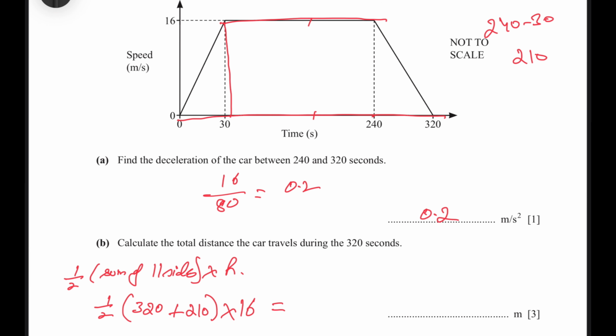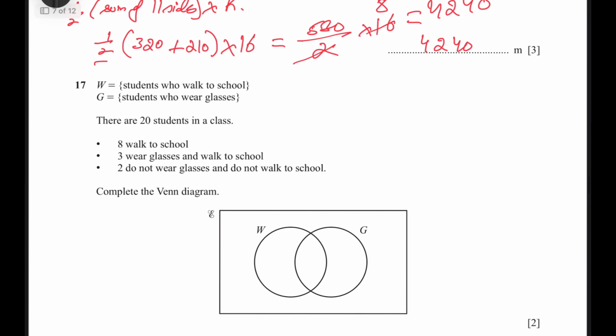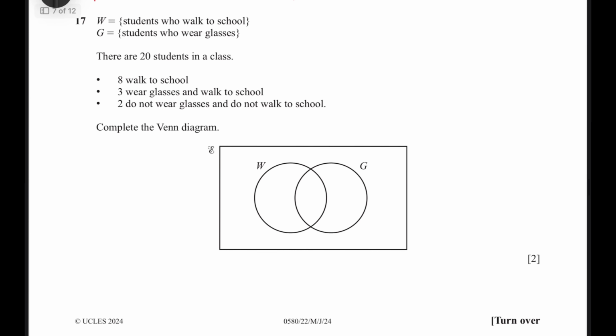So now you just have to solve. First of all, 320 plus 210, how much is this? 530. 530 divided by 2 times 16. So this cancels out, becomes 8. So what is 530 times 8? It is 4240. So the answer is 4240 meters is the total distance traveled. Okay. 17th.